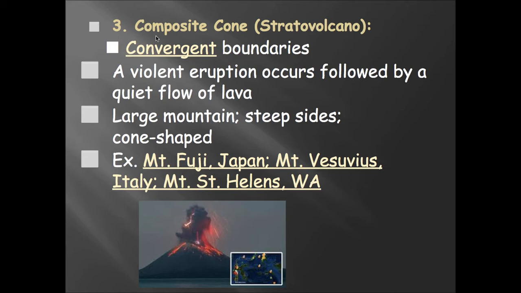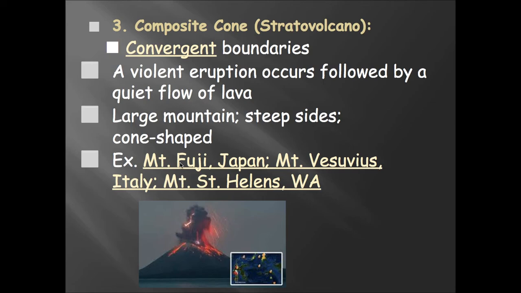So this is at a convergent boundary, so subduction. This is a subduction boundary eruption. You have a violent eruption followed by a quiet flow of lava. So it's almost like the cinder cone volcanoes and the shield volcanoes mixed together. So you end up with a large mountain with steep sides. So it's like a super mega big cinder cone with alternating layers of lava.